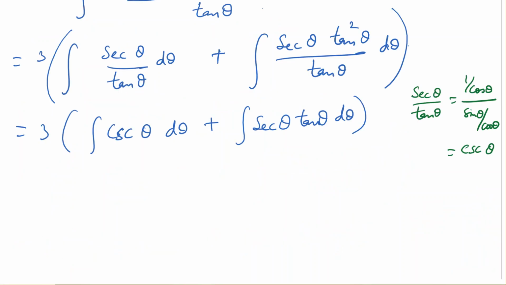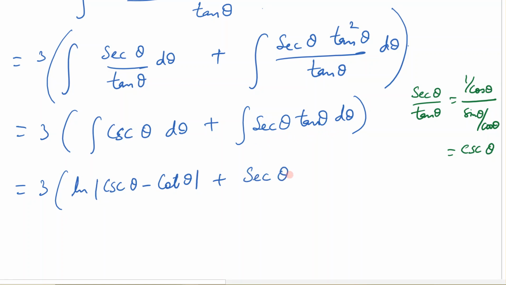So now we see that we know the integral of these. The integral of cosecant theta is ln of the absolute value of cosecant theta minus cotangent theta, plus the integral of secant theta tangent theta, which is secant theta, and since this was an indefinite integral, we write plus c. So now don't forget to convert this back into the original variable, and then we can use our limits. Our original variable was x, so let's plug in all the values in terms of x.